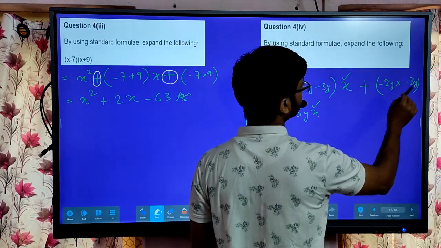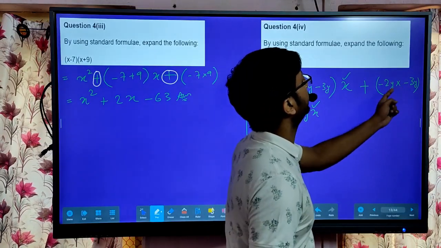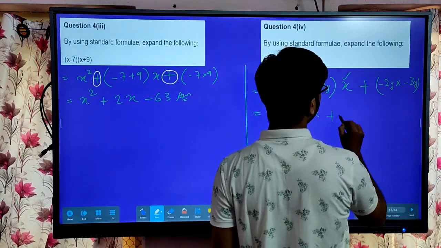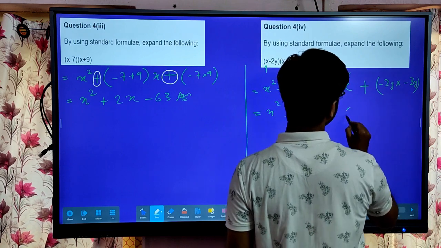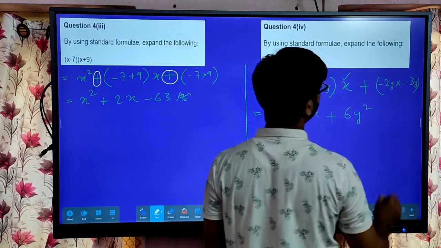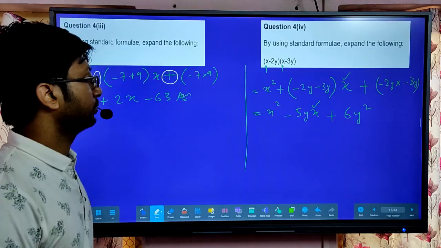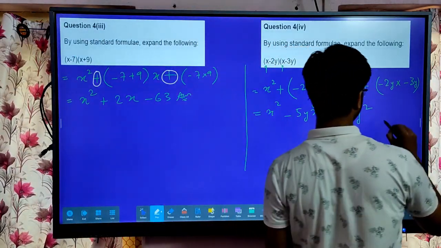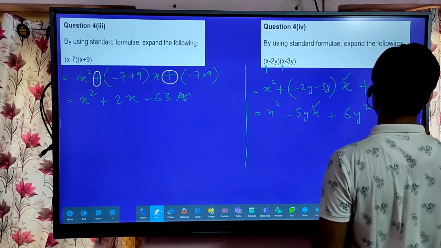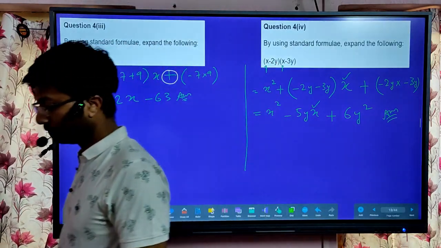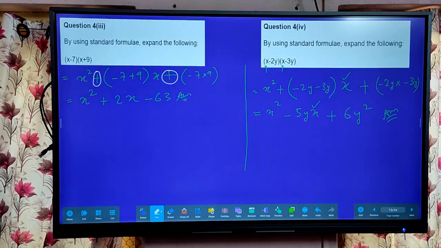So this will be minus minus, it will be plus, plus 3 twos are 6y square. So plus, another plus is there, so plus 6y square. Understood? This will be the answer. Please note it down. We'll move on to the next question.